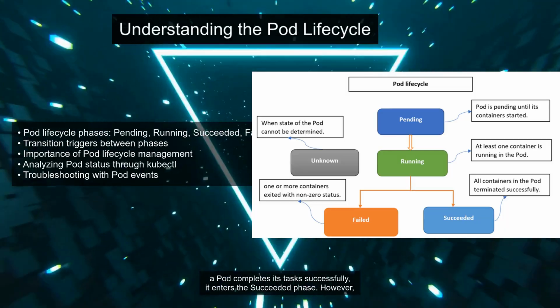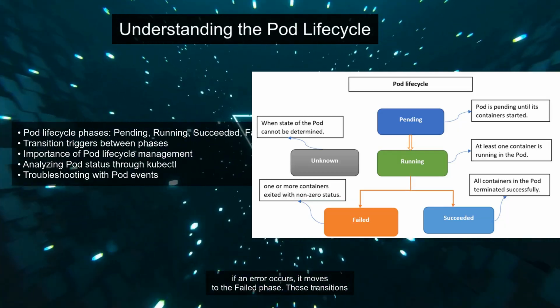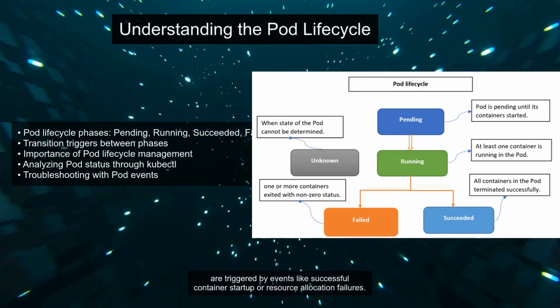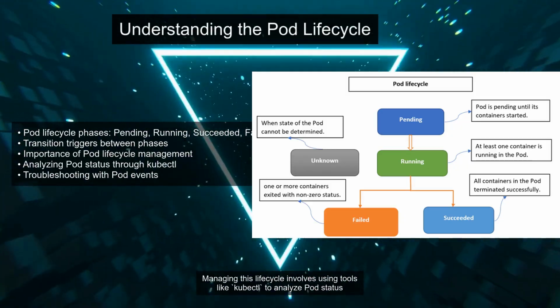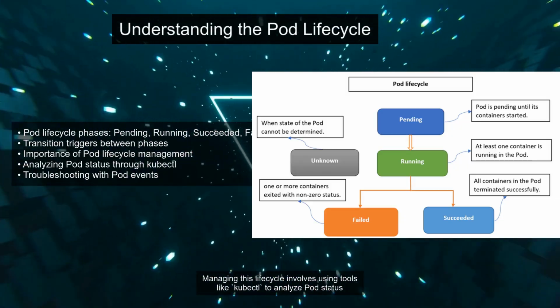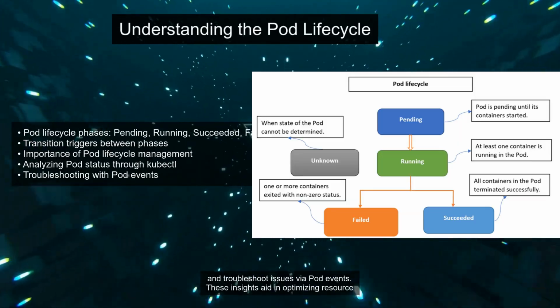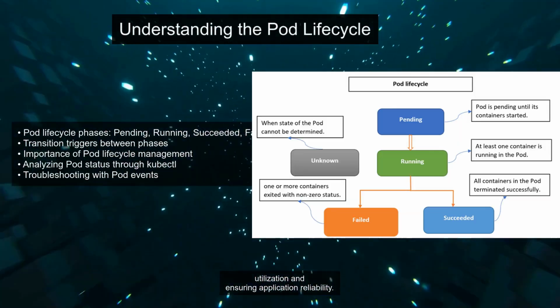If a pod completes its task successfully, it enters the succeeded phase. However, if an error occurs, it moves to the failed phase. These transitions are triggered by events like successful container startup or resource allocation failures. Managing this lifecycle involves using tools like Kubernetes to analyze pod status and troubleshoot issues via pod events. These insights aid in optimizing resource utilization and ensuring application reliability.